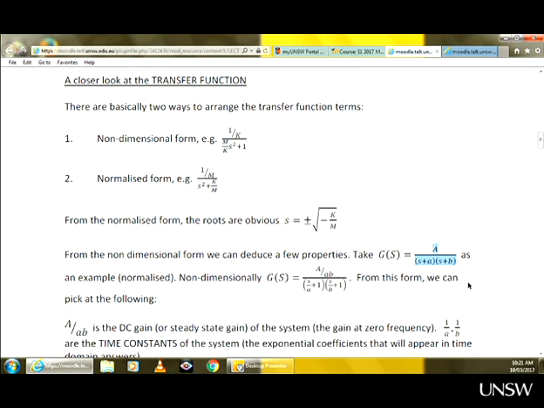If the transfer function has this form, capital A over (s plus a)(s plus b), this is obviously normalized. If you make it non-dimensional, then we have to divide both the numerator and denominator by ab. Then in the numerator, you get capital A over small ab. In the denominator, you have (s over a plus 1)(s over b plus 1).